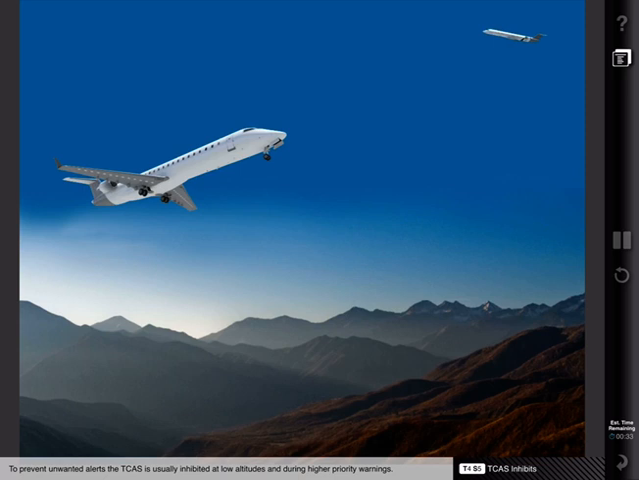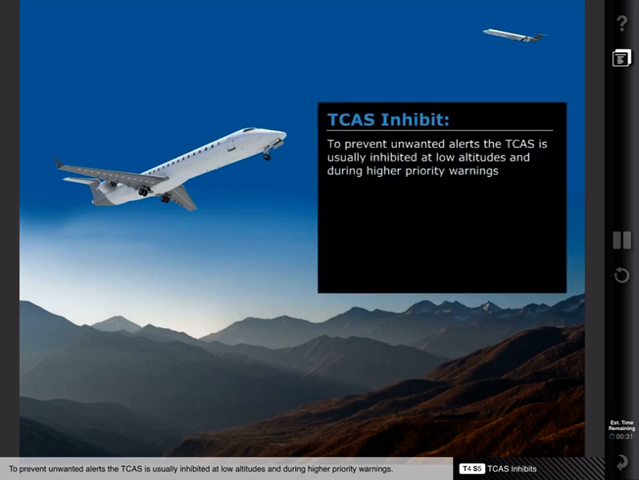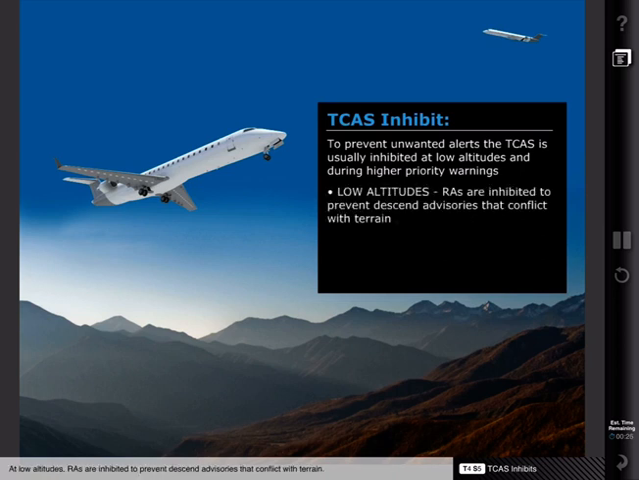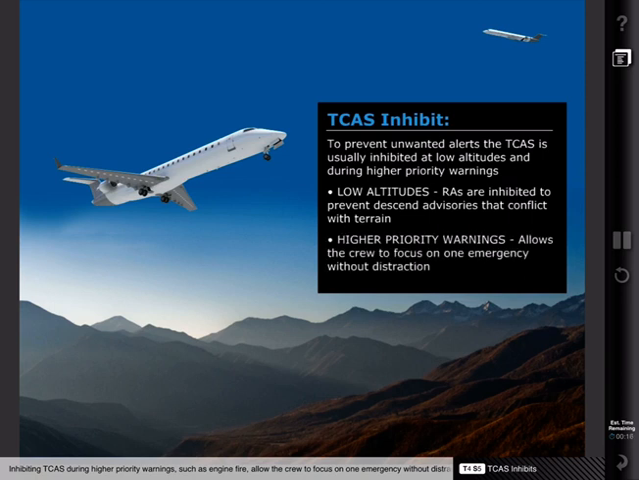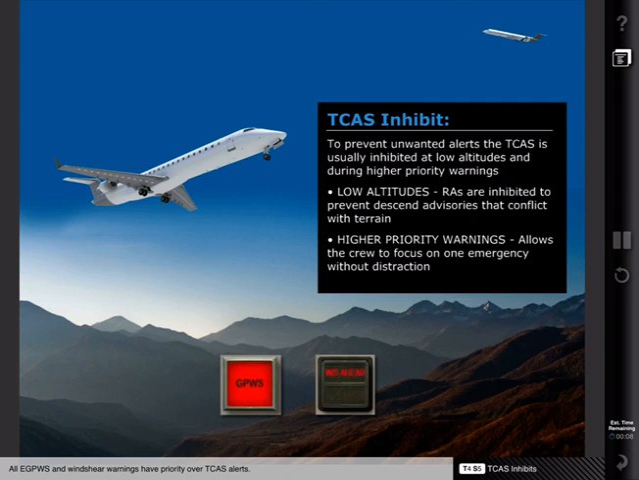To prevent unwanted alerts, the TCAS is usually inhibited at low altitudes and during higher priority warnings. At low altitudes, RAs are inhibited to prevent descend advisories that conflict with terrain. Inhibiting TCAS during higher priority warnings, such as engine fire, allows the crew to focus on one emergency without distraction. All EGPWS and wind shear warnings have priority over TCAS alerts.